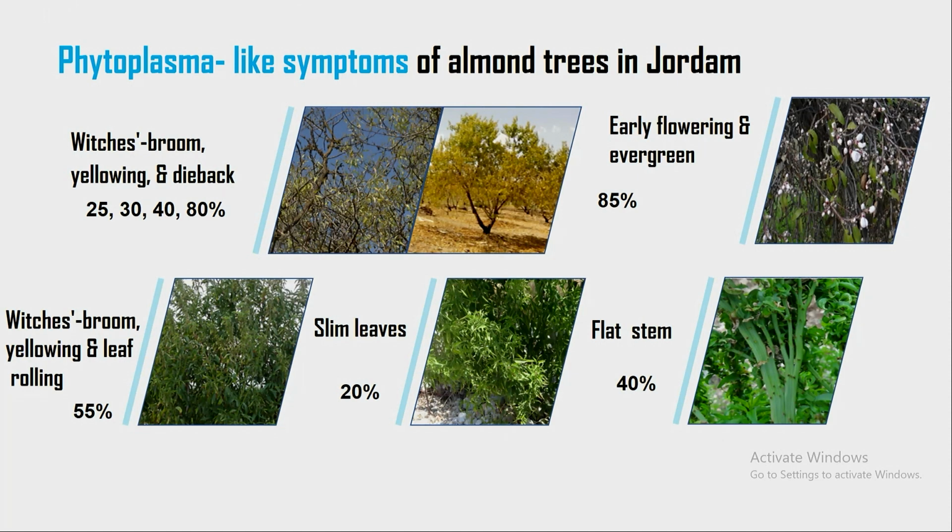With almonds, based on symptomatology, we categorized 5 groups, and each group was associated with one or two candidate phytoplasma species that will be shown later. The first group was witch's broom, yellowing and dieback, then witch's broom, yellowing and leaf rolling, slim leaves, flat stem, and also very interesting symptoms of early flowering and evergreen. This was observed in early January in a snowing area.